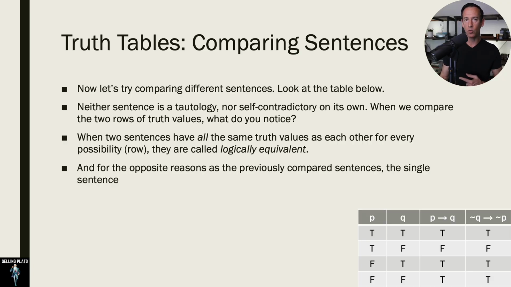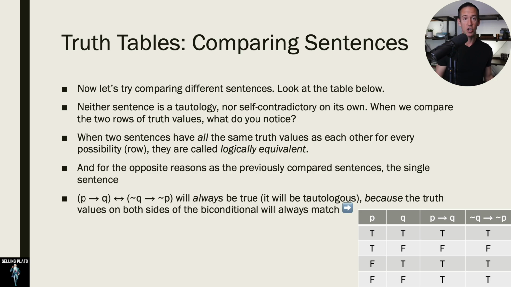And so for the opposite reasons as we saw for the previously compared sentences, when we combine those two and put a biconditional between them, just like here, I'll translate it: if P, then Q, if and only if not Q, then not P. It's very awkward. That's how you translate it. And we're not going to go around saying that in English, but that's the translation that we'll go with. All right, so that sentence, right? When you put a biconditional between those two sentences that we see, well, it's easier to see now. They're going to always be true.